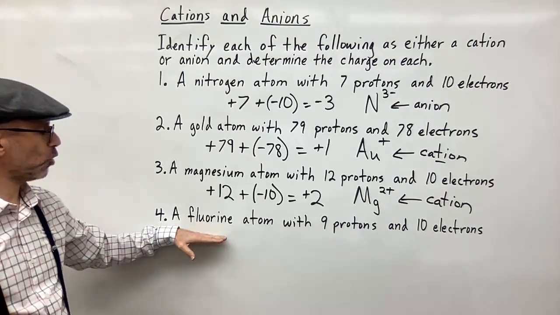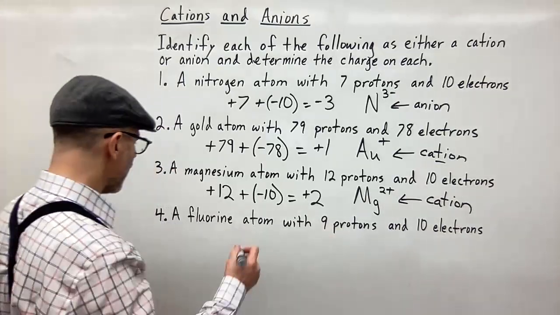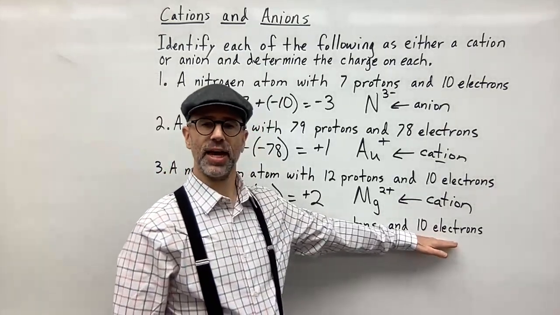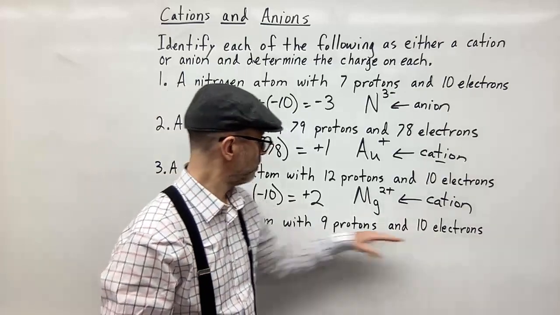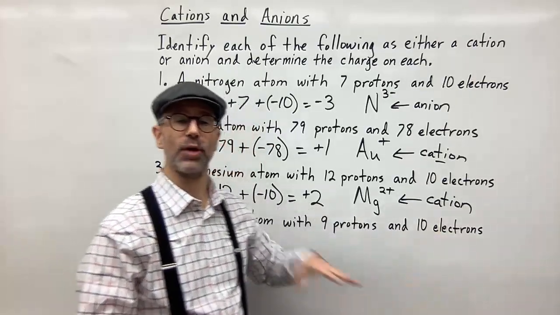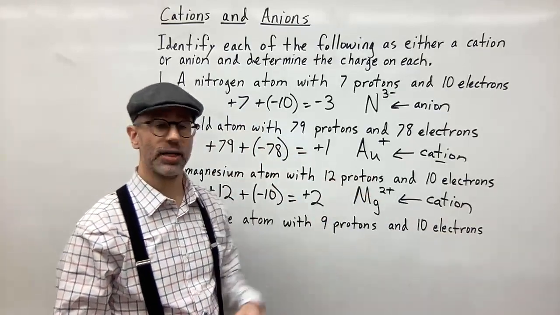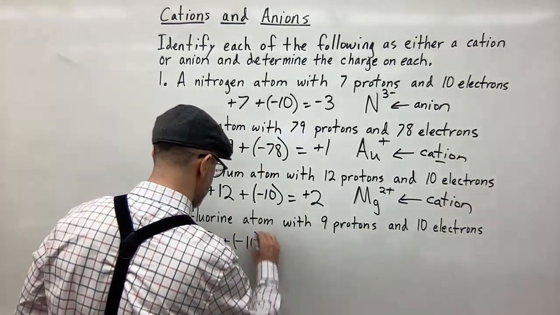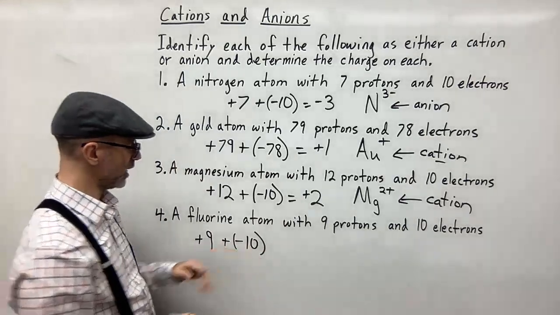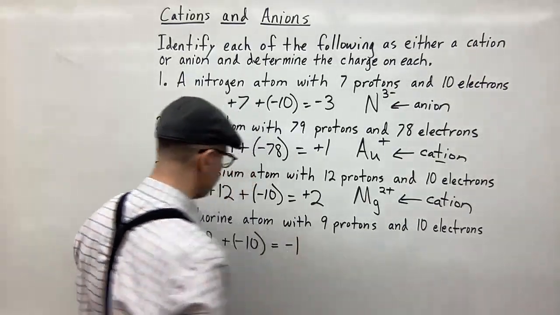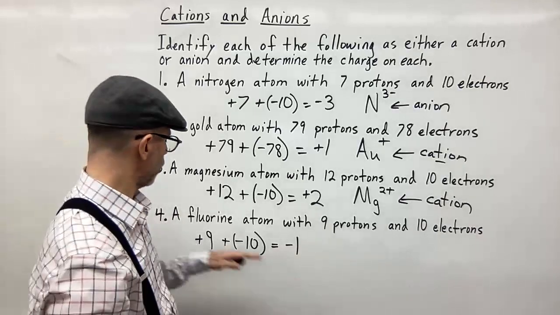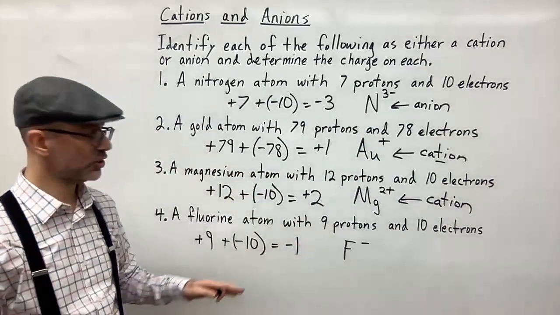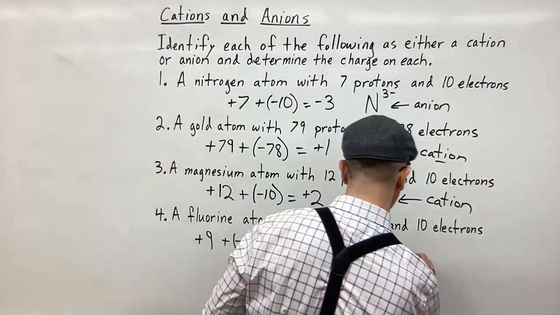And then finally we have fluorine. Fluorine has 9 protons, 9 positive protons, so that's going to be a +9. And we have 10 negative electrons. We have more electrons than protons, so that means we're going to have a negative ion. We have more negative electrons compared to our protons. So we're going to add to that negative 10. So plus 9 plus a negative 10 gives us a negative 1. That's the charge on our ion. So fluorine, and we're just going to put a negative. We don't write the 1, it's just a negative. And this is an anion.